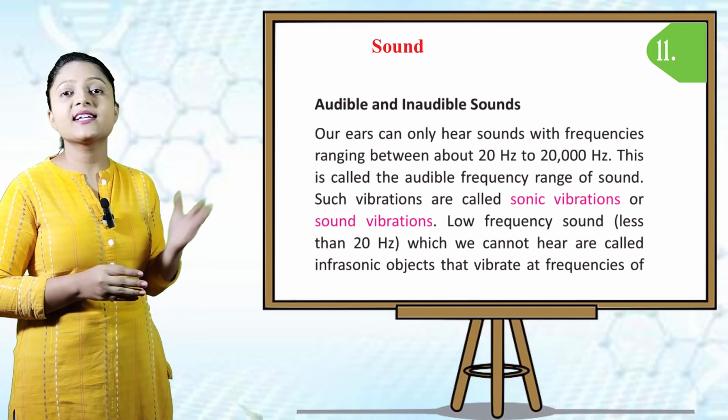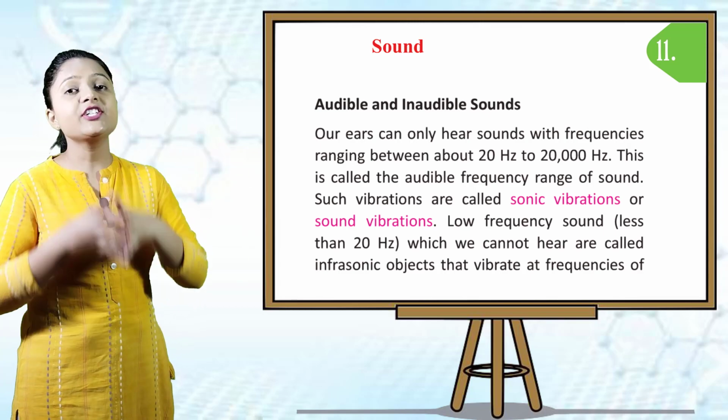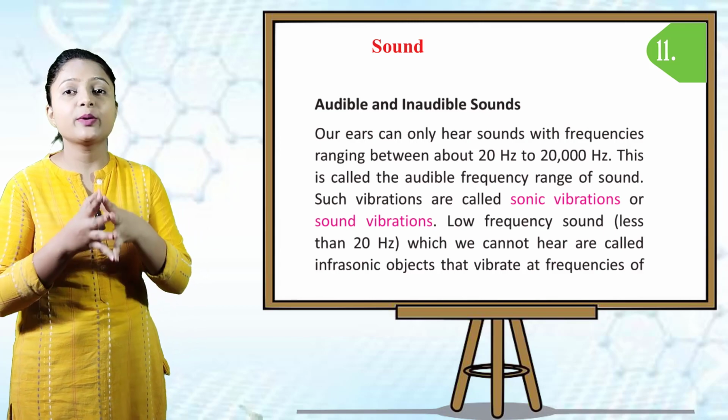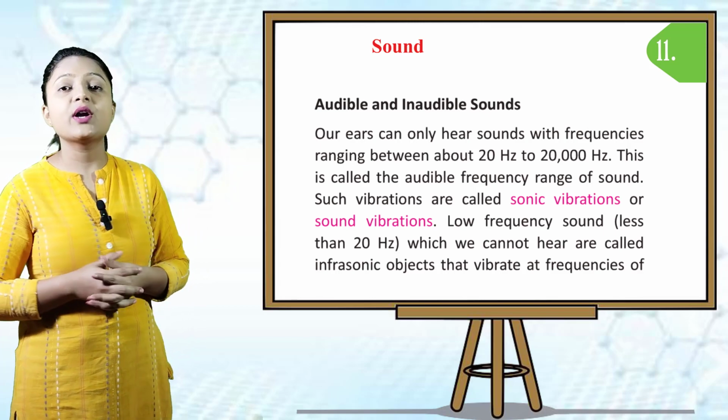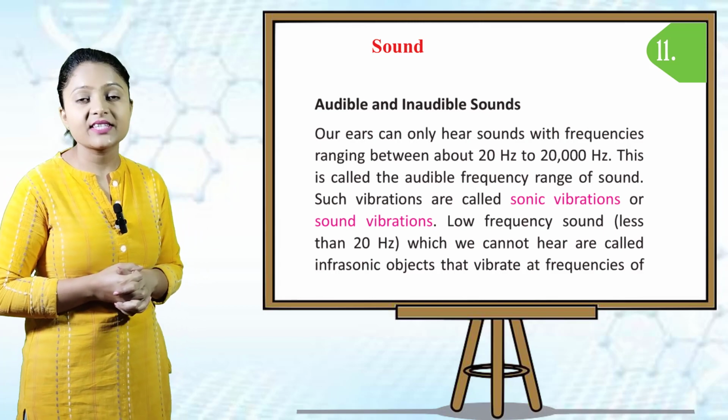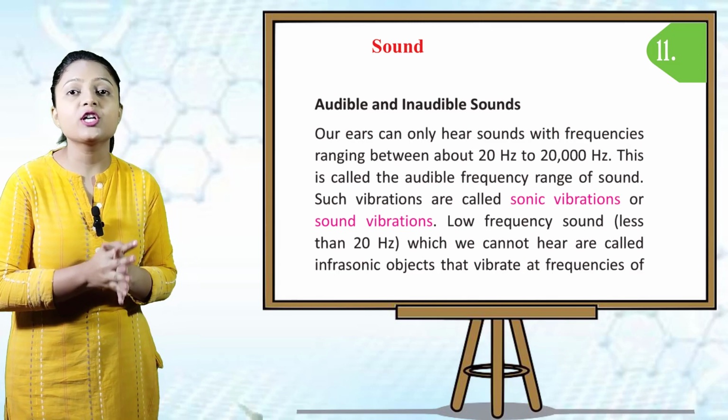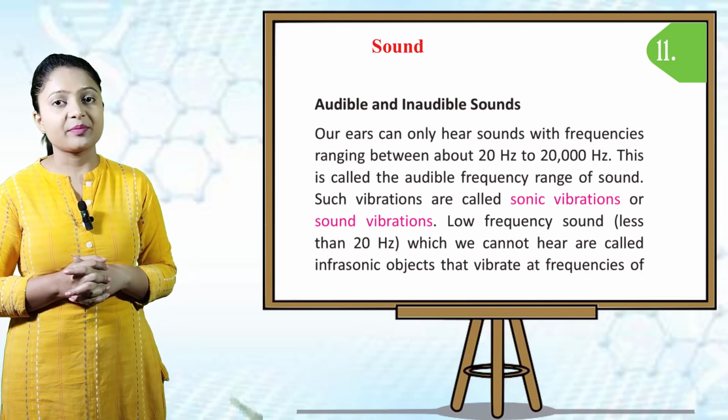Our ears can only hear sounds with frequencies ranging between about 20 Hz to 20,000 Hz. This is called the audible frequency range of sound. Such vibrations are called sonic vibrations or sound vibrations.